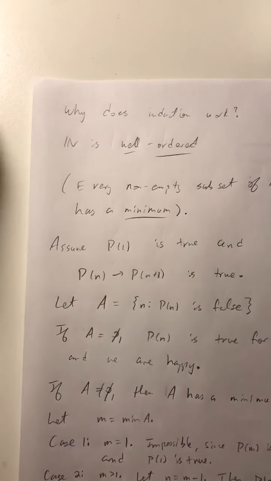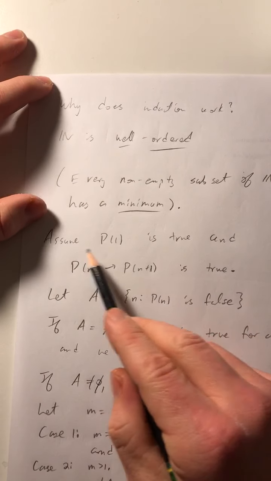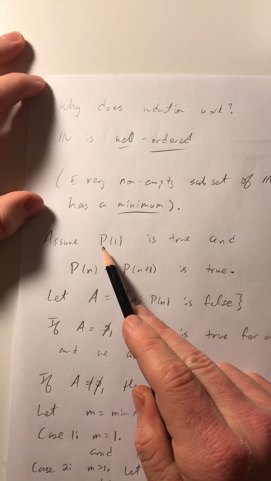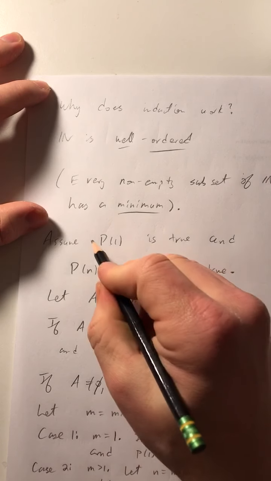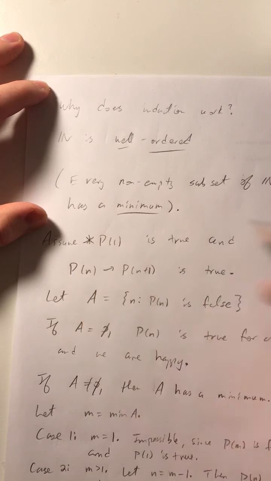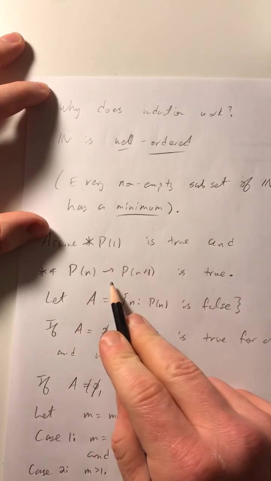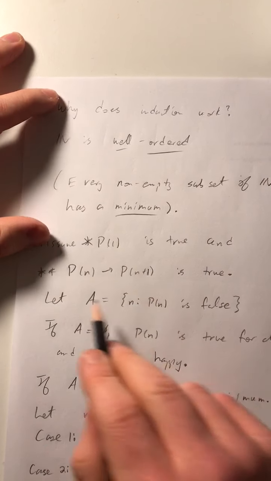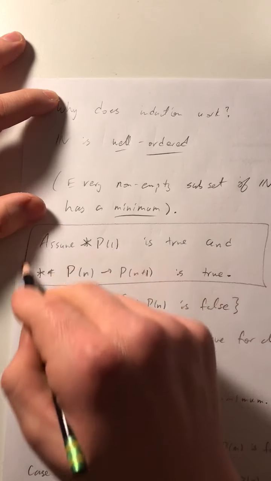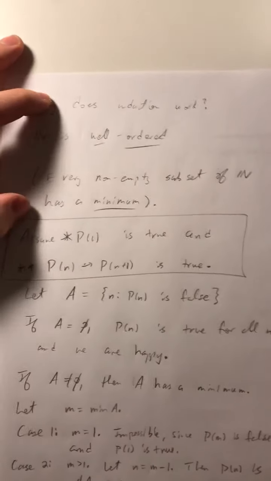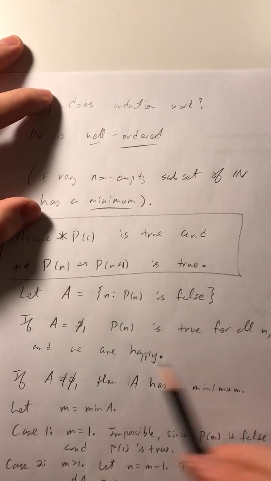So, why does induction work? I want to look at this predicate function that we had before, any one of the predicate functions that we had before, and I want to assume that P(1) is true, right? So that's my first assumption. And I'm assuming that if P(n) is true, then P(n+1) is also true. Right? And I want to claim that these two things together imply that P(n) is true for all n. And the proof goes like this.